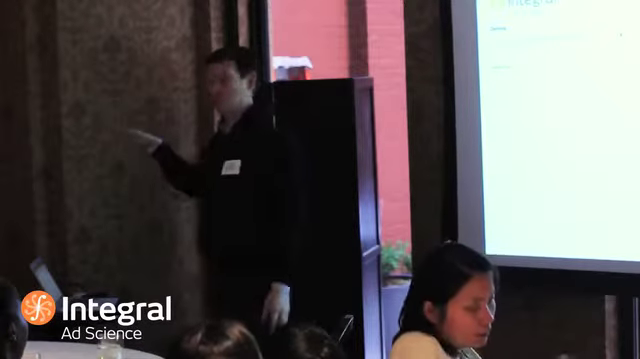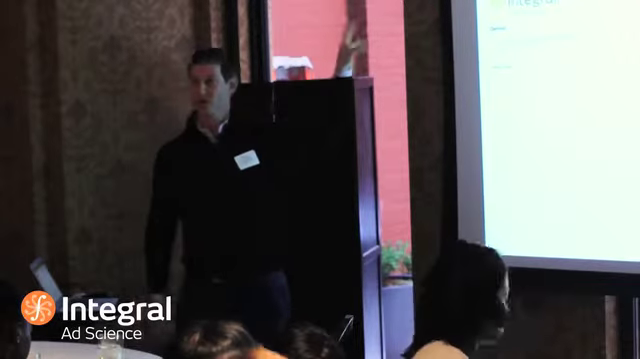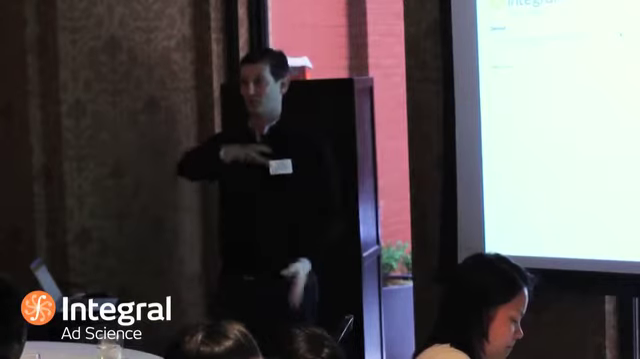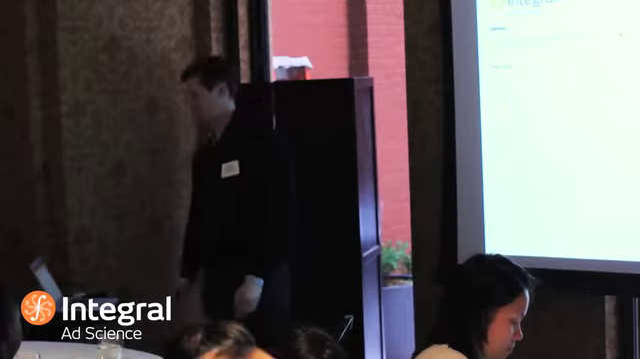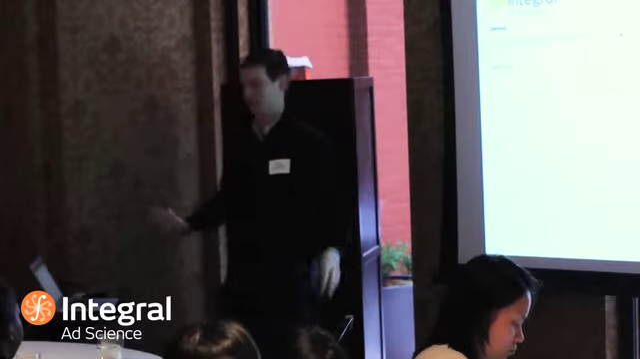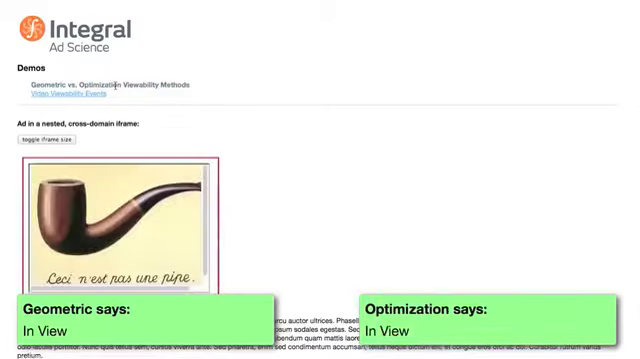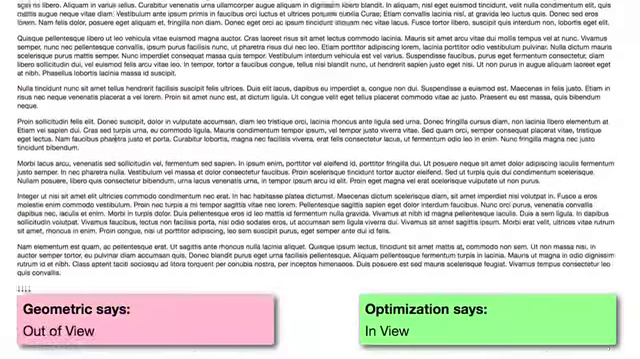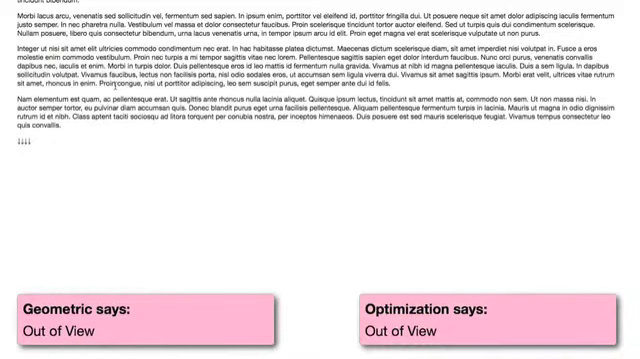I'm going to show you the geometric and optimization techniques within Firefox, and then I'm going to switch to Chrome and show you the differences between those two, because I mentioned that the browser environments work very differently. So if I click on that, in a Firefox environment we're measuring with both technologies, and they're both saying in view. And hopefully when I scroll this ad, they both say out of view.